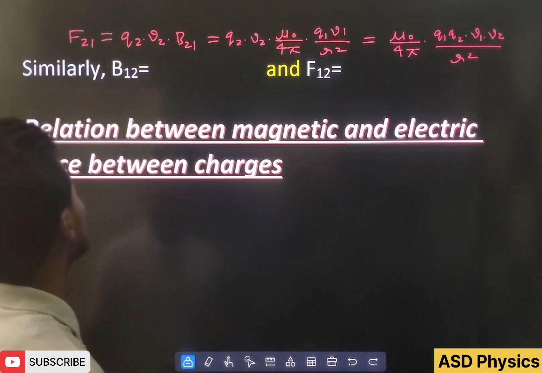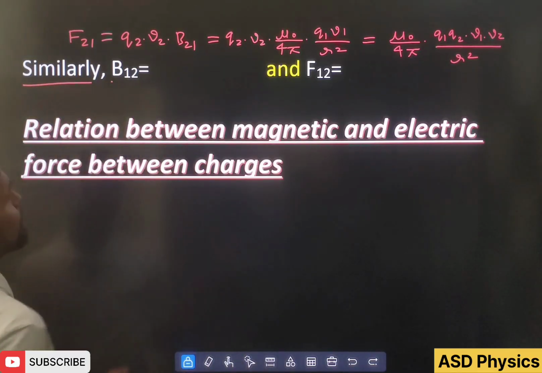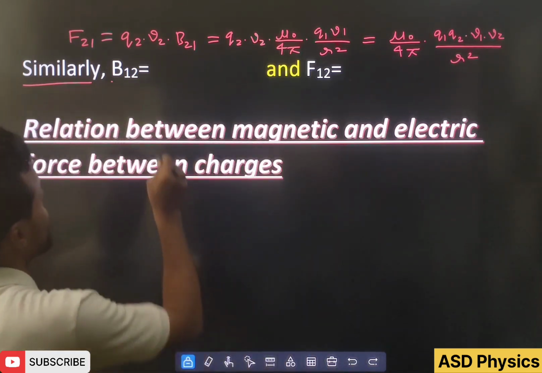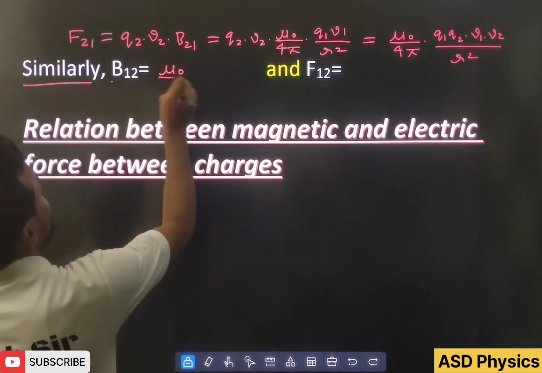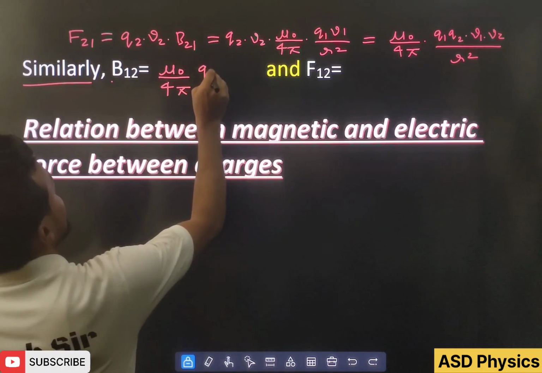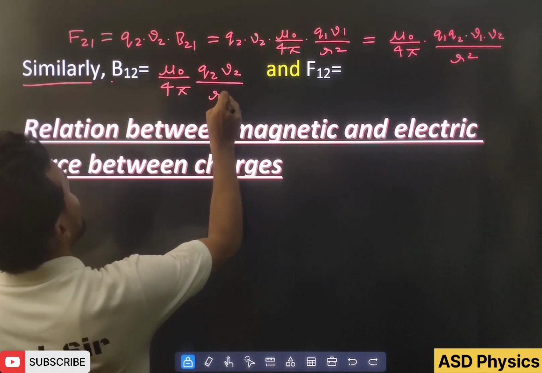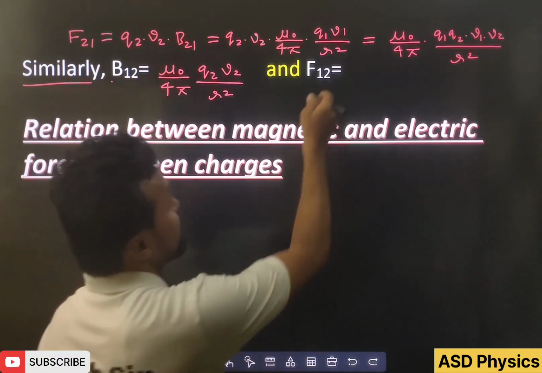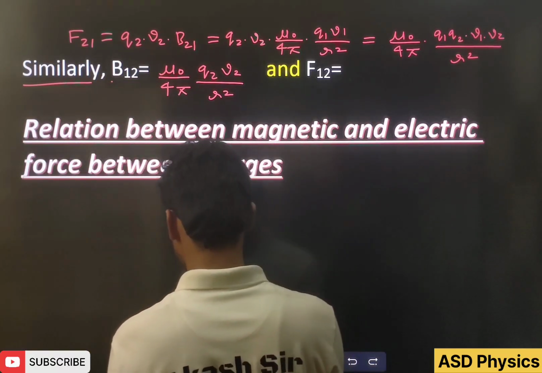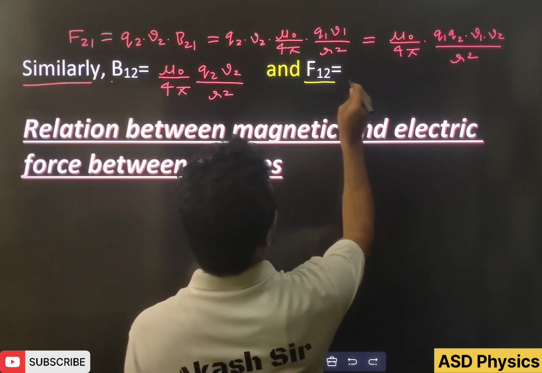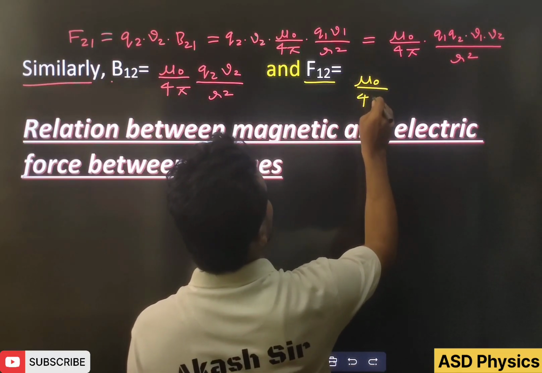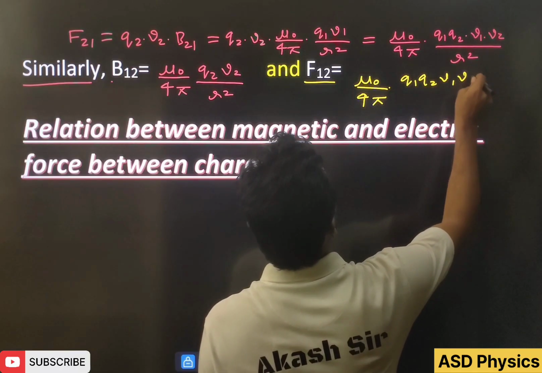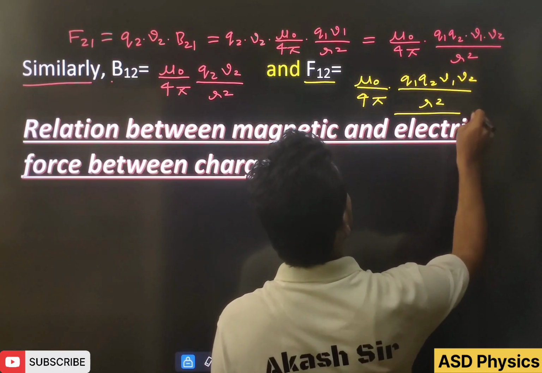Similarly, in the B12, that means magnetic field on charge 1 due to the motion of charge 2, what is the formula? You know very well. Mu naught by 4 pi, here I will write Q2 V2 by R square. Magnetic field on charge 1 due to motion of 2. And when you calculate F12, that will also be the same. This F12 value will be same only, in a vacuum or air. Mu naught by 4 pi, same story, Q1 Q2 V1 V2 by R square. Very important formula.